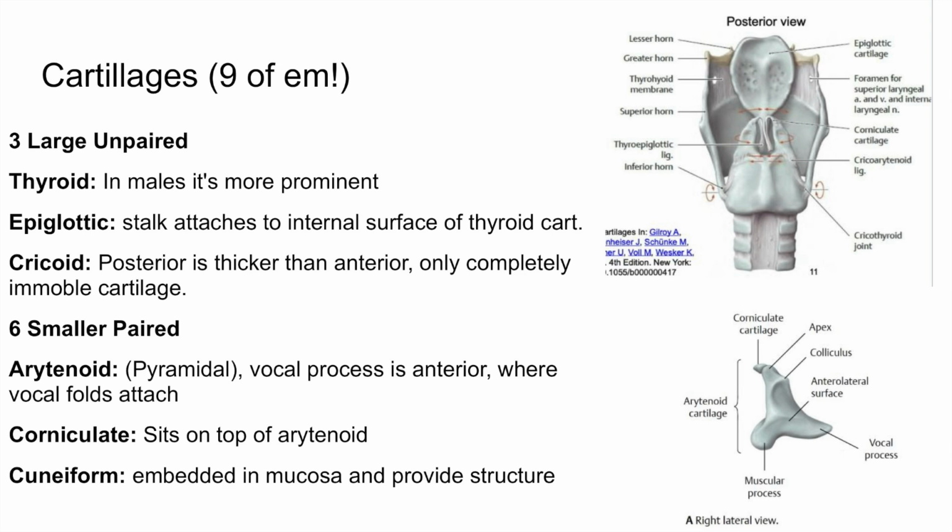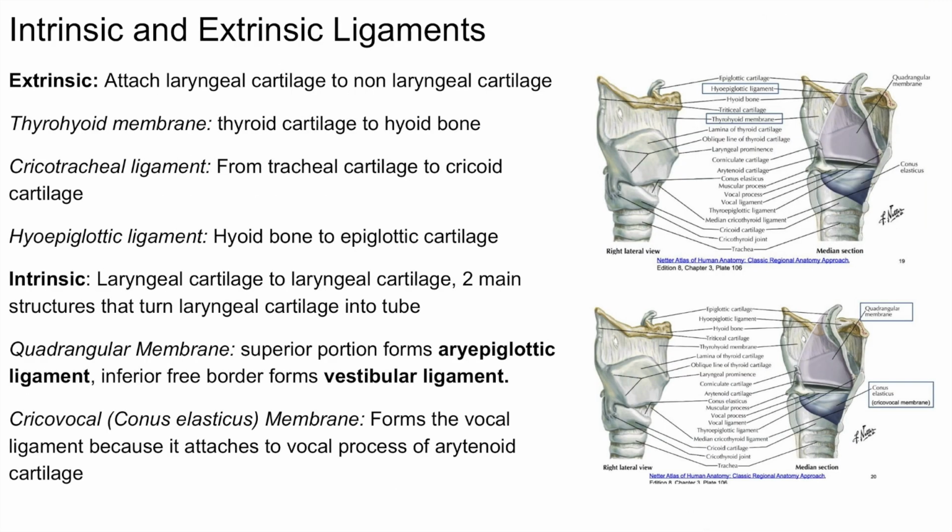All right, and now we're going to be getting into what actually turns the larynx from a pile of cartilage into a functional tube, and that's going to be the ligaments and membranes. And so a clean way to think about it is that extrinsic is going to be anchoring the larynx, whereas intrinsic are going to be shaping the airway and voice apparatus.